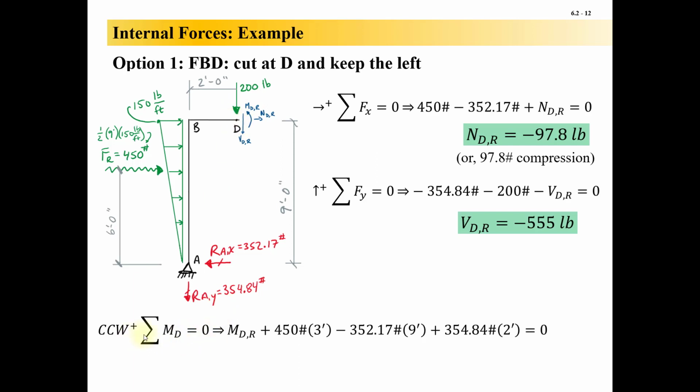So I've got moments at D, counterclockwise positive. So MDR is positive, plus 450 times 3 feet. And that's because that's a counterclockwise moment. So that's positive. And then I've got 352.17 times 9 feet, and that's a clockwise moment, so that's negative. And then I've got 354.84 times 2 feet, and that is positive because that's going to be counterclockwise. And so I solve, and I get that the moment at D, just to the right of point D, is 1,110 foot-pounds.